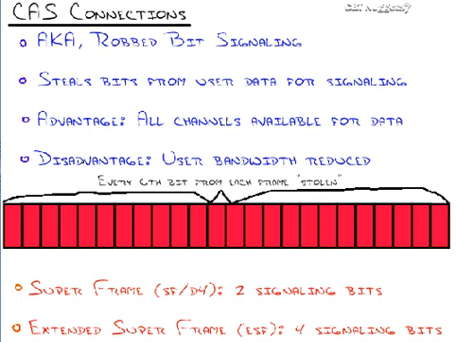Now, when we use a CAS connection, the advantage is that all channels are available for data. So on a T1 line, we have 24 64 kilobit per second channels. That's also known as 24 DS0s. That's how we divide up our T1 lines.